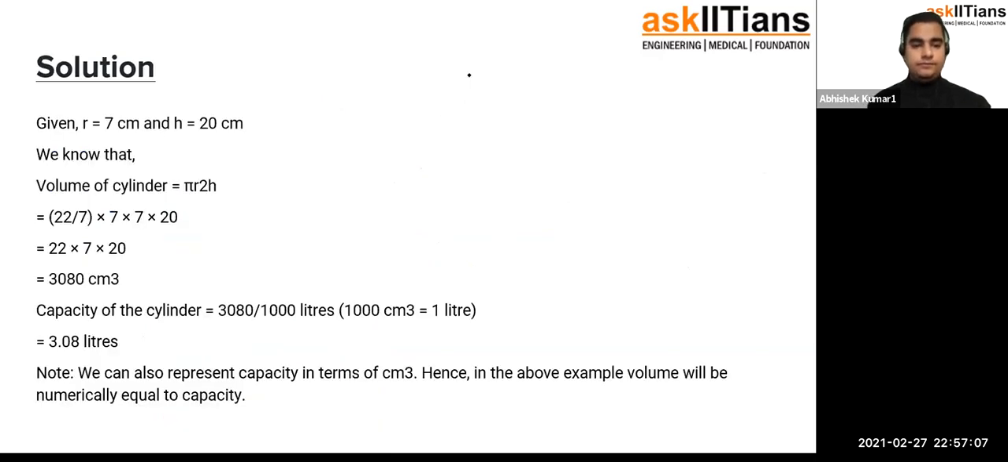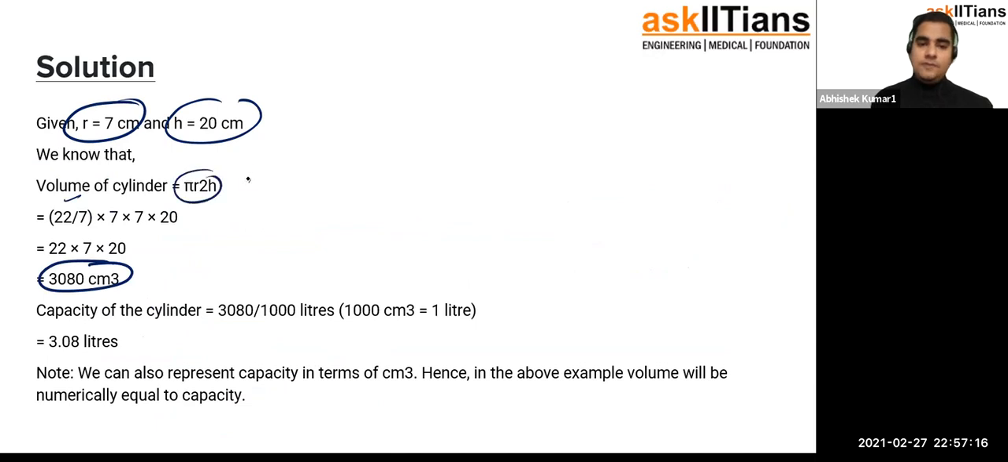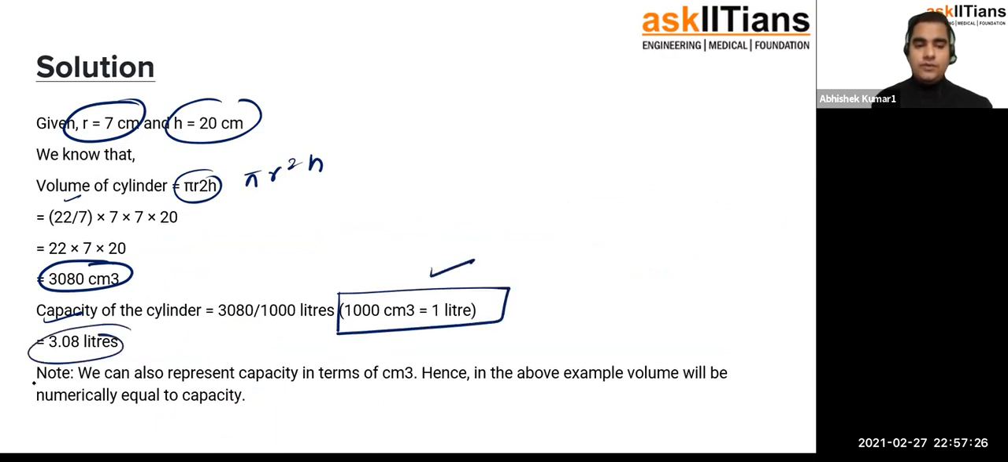All right. So you can check here, radius was given, height was given, they calculated volume which is equal to 3080, and the formula they used is pi r square h. If they talk about capacity, we know that 1000 centimeter cube is equal to 1 liter. So the capacity is 3.08 liter. The important point is we can also represent capacity in terms of centimeter cube. There is no difference, the value is same. It's just the unit that is making difference here, nothing else.